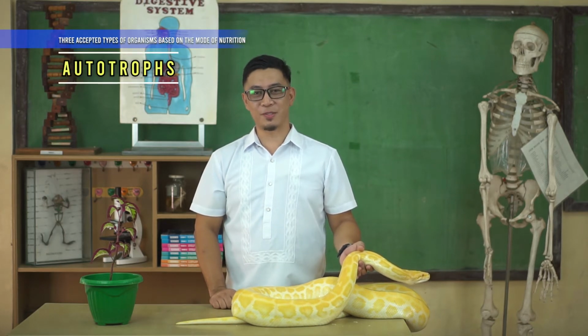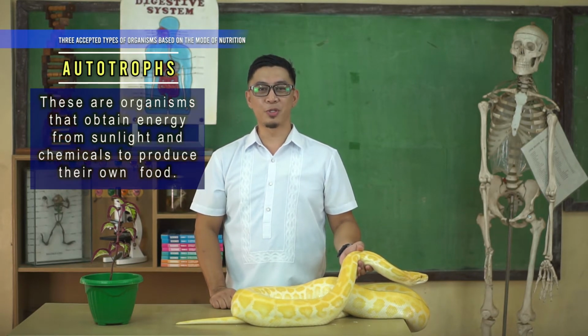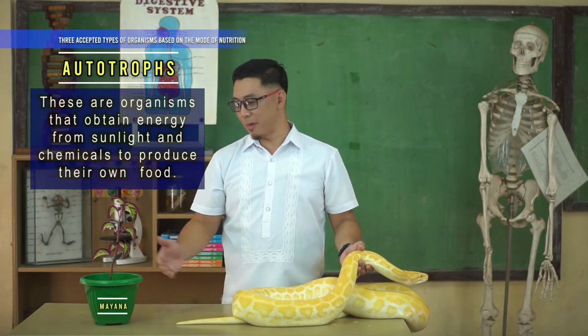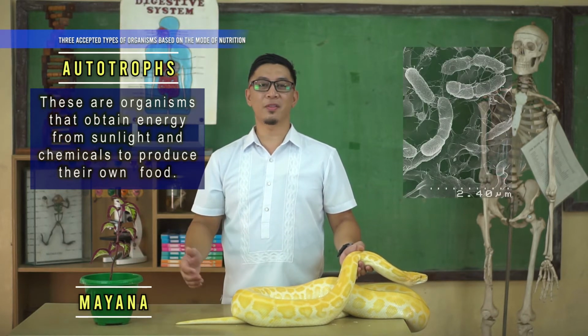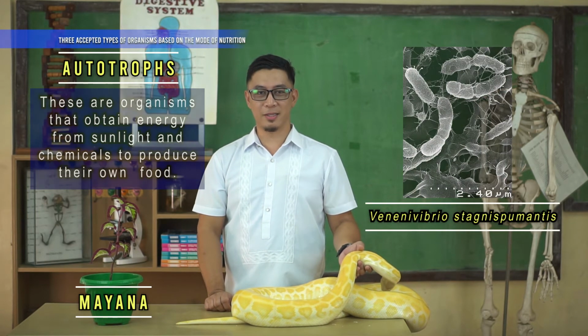First are autotrophs. Autotrophs are organisms that obtain energy from sunlight and chemicals to produce their own food. For example, plants such as Mayana and chemosynthetic bacteria such as Vibrio stagnis pumantis.